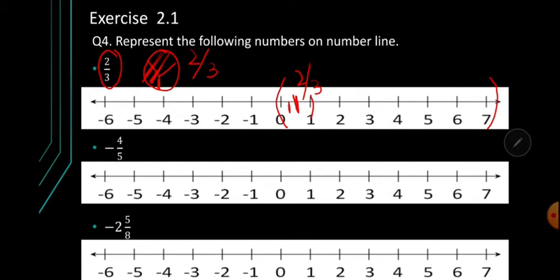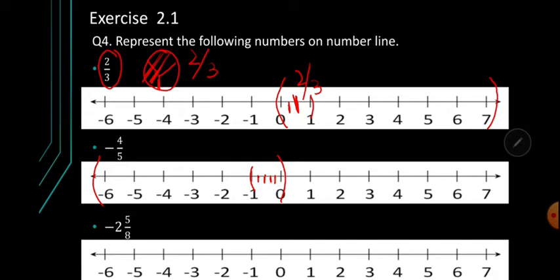Now let us consider another example, minus 4 by 5. This negative sign shows that we will consider the negative side of the number line. Here we do not have any whole number, so we plot this 4 by 5 between 0 and minus 1. Now we divide 0 to 1 into 5 equal parts. So how do we divide into 5? 1, 2, 3, 4, 5. Here it is divided into 5 parts.